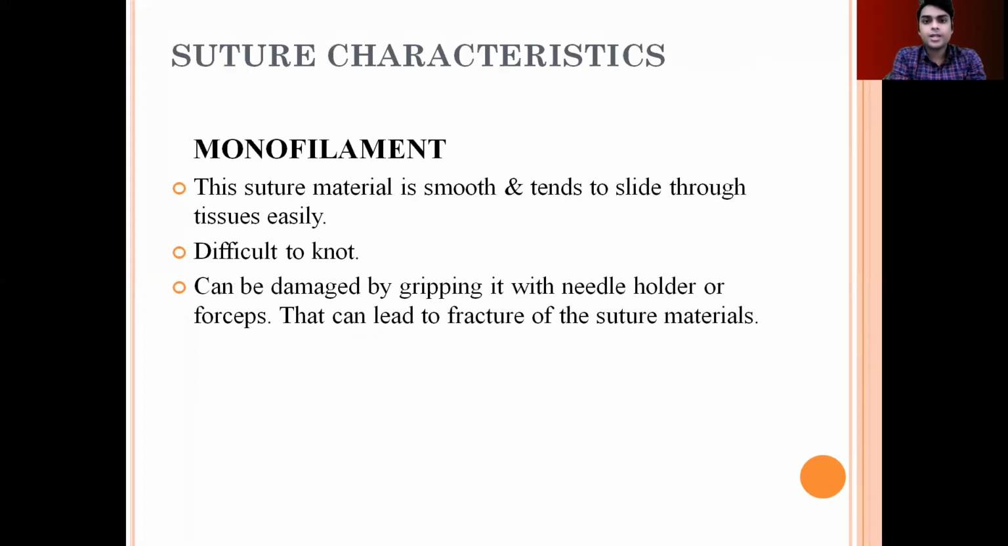Coming to suture characteristics, we have two types of sutures mainly, monofilament and multifilament. The monofilament suture is smooth and it tends to slide through the tissues easily. It is difficult to knot and can be damaged by gripping it with a needle holder or forceps. This can lead to the fracture of the suture materials.